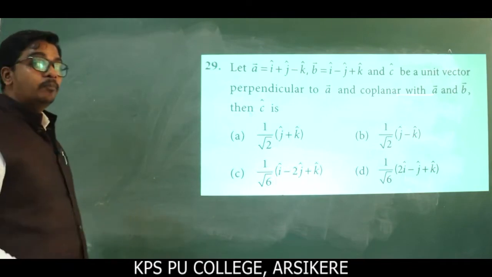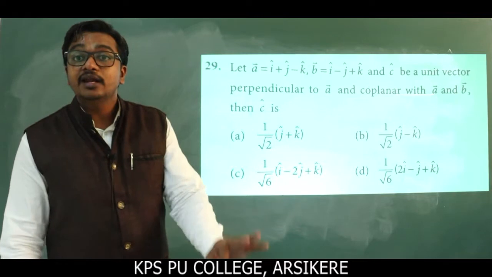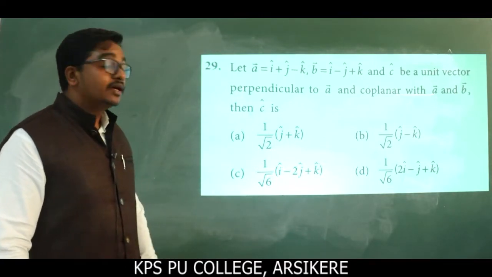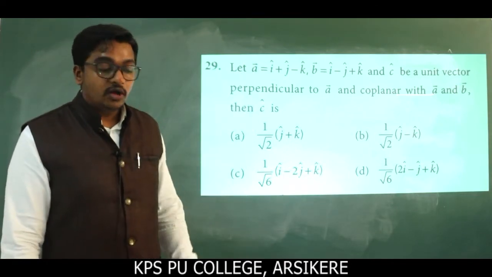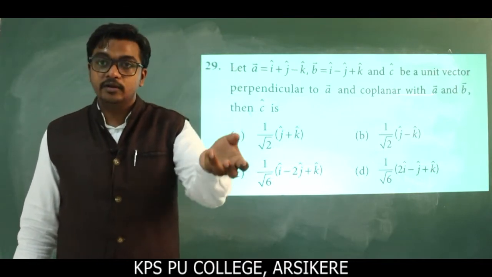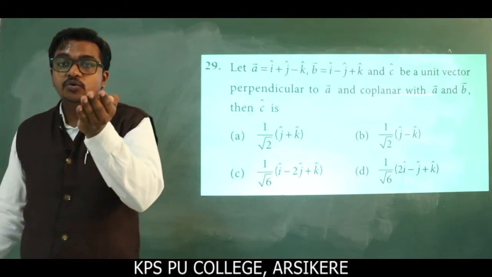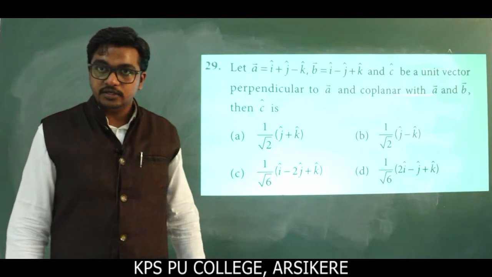So when they are coplanar, we have a very important thing: when they are coplanar, they are linearly dependent. Once they are linearly dependent, they can be expressed as a scalar multiple of the other vectors. When A, B, C are linearly dependent, or coplanar, vector A can be expressed as a sum of B and C, B as a sum of C and A, C as a sum of A and B with some scalar multiplication. Understood, children?